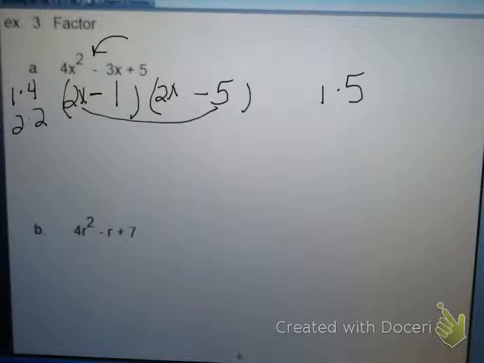So my outside is a negative 10x. My inside is a negative 2x. That gives me a negative 12x. That is not my middle term. Now, it would be pointless to switch the 5 and the 1 around because 2 is the same number in front of the binomial. So I can eliminate the 2 and the 2 and must use the 1 and the 4.